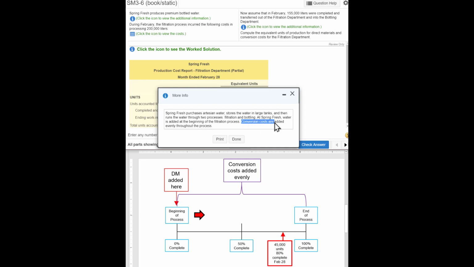Conversion costs, on the other hand, are added evenly throughout the process. So that's what this is talking about. So what are conversion costs? Conversion costs consist of direct labor, so that's the wages of the people working in the filtration department, and the manufacturing overhead, which would be things like depreciation on the filtration equipment and maintenance on the filtration equipment. So those costs are added evenly throughout the process.